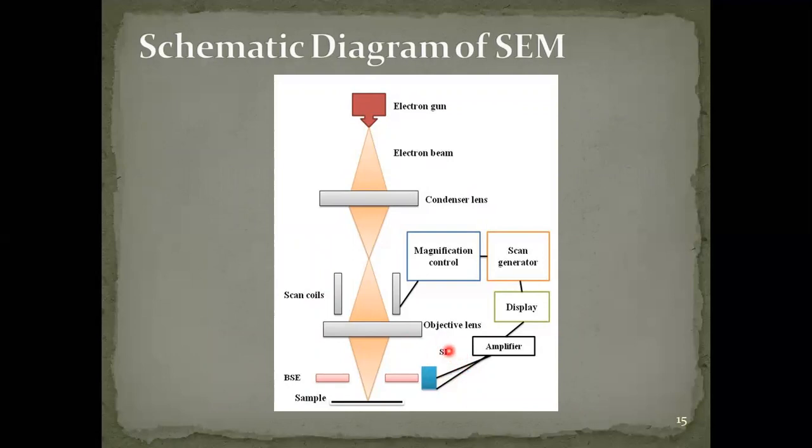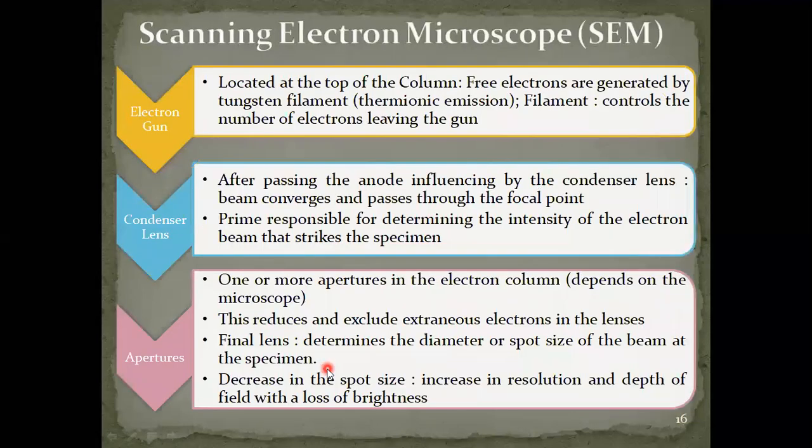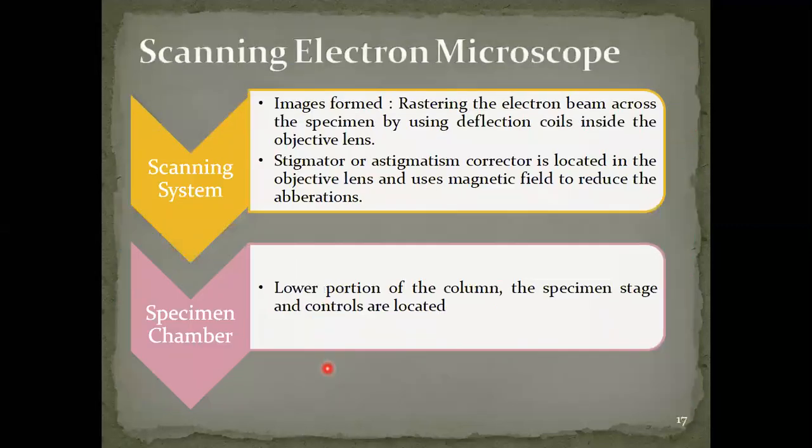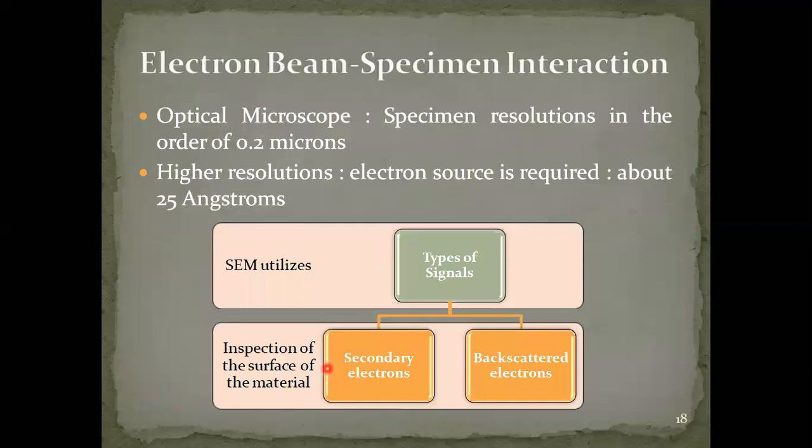Secondary electrons will be detected at one place. Backscattered electrons will be detected at another place. Now we'll see how we analyze. We are sending a converged, thin beam of electrons onto the specimen. After it hits the specimen, what's happening? There are two types of scattering. Secondary electrons will come out and backscattered electrons will come out, and finally we are going to see the image. So what are the secondary electrons?